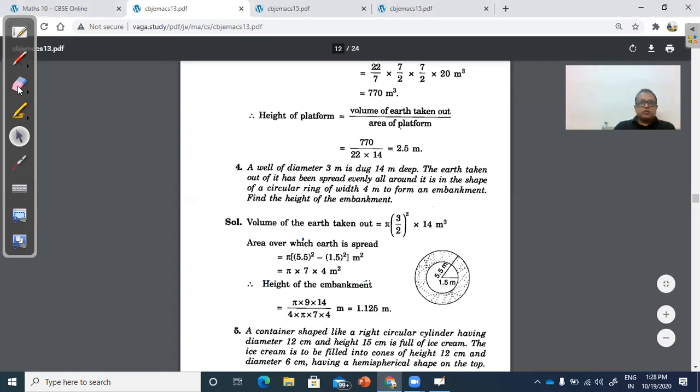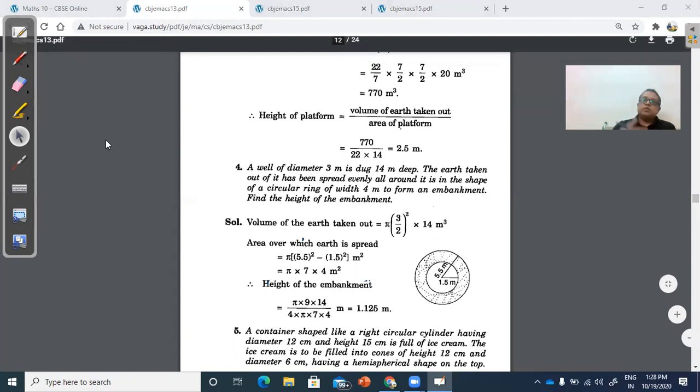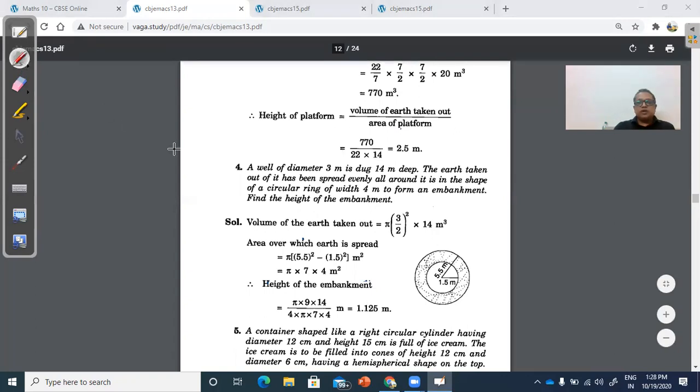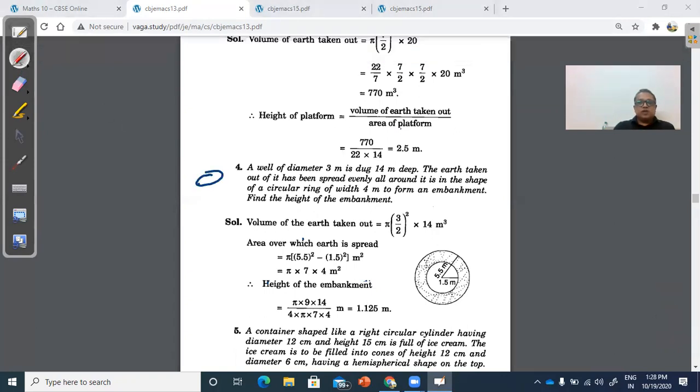Okay, so what is the question is, unlike the previous question where the mud was taken out from the cylinder and you are putting it in a rectangular piece of land, here you are putting the mud all around it. So this is the well. And what is happening? This is the ground level. Now people will fall down into the well. So in order to prevent that, they form an embankment. So you're putting the mud all around it.